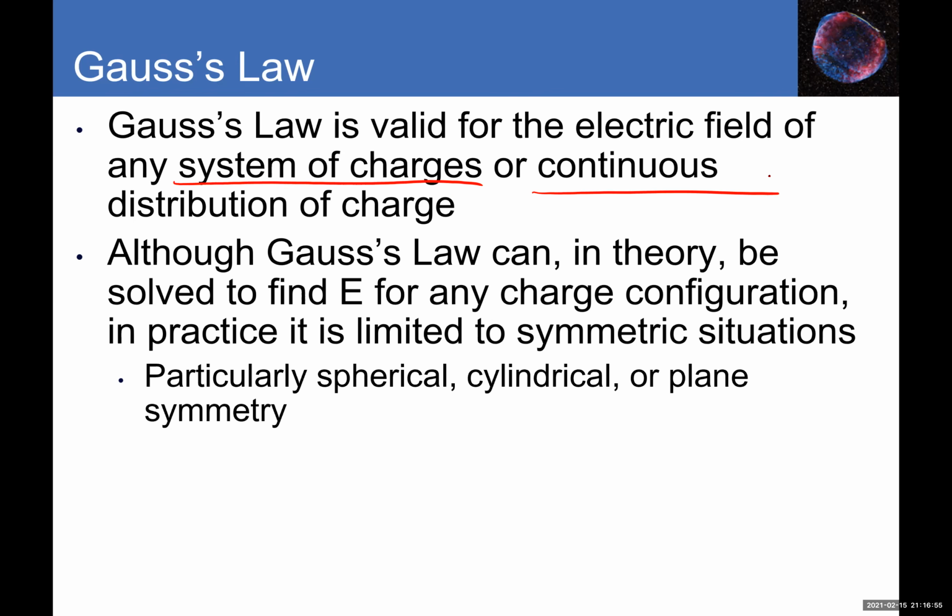Although Gauss's law can, in theory, be solved to find E for any charge configuration, in practice it is limited to symmetric situations. We have three symmetries that we can use: spherical, cylindrical, or plane symmetry. Those are the three symmetries that we're going to be using to find the electric field. If we have those symmetries, then the electric field can be calculated using Gauss's law in 2 or 3 steps without really doing very difficult integrations.